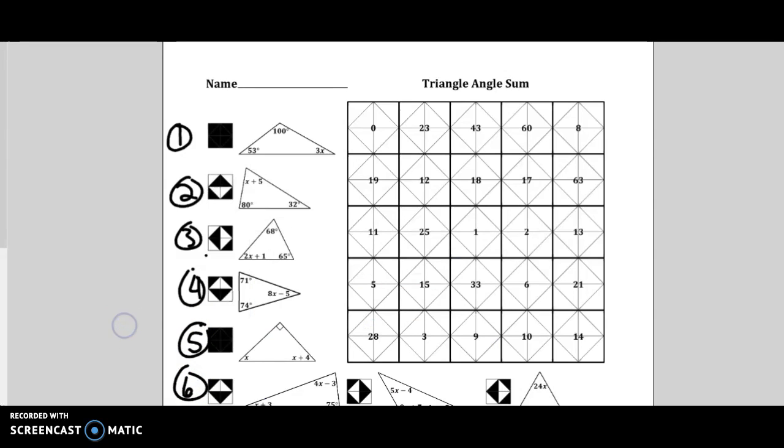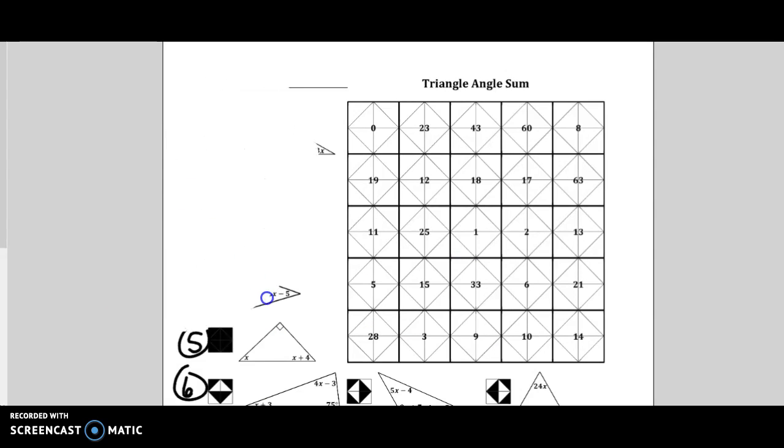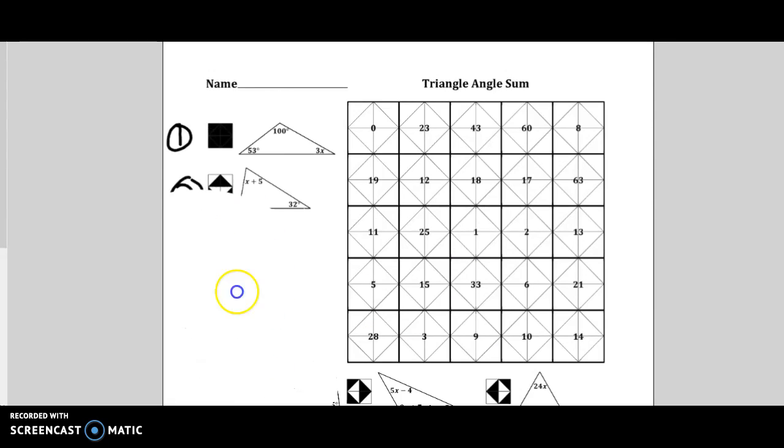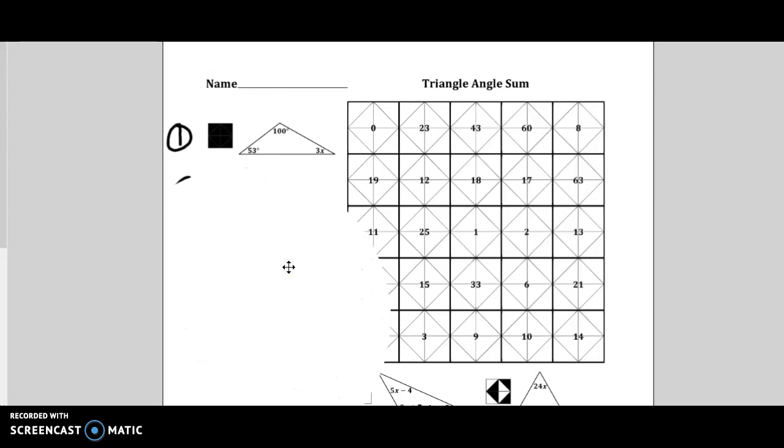I don't have a separate sheet of paper, so I'm just going to create one for myself. All right, so for question number 1, I have a triangle and I need to solve for x. For all of these, we're only solving for x. You don't have to go back and figure out the angle. So I have 3x plus 53 plus 100, when I combine, has to equal 180.